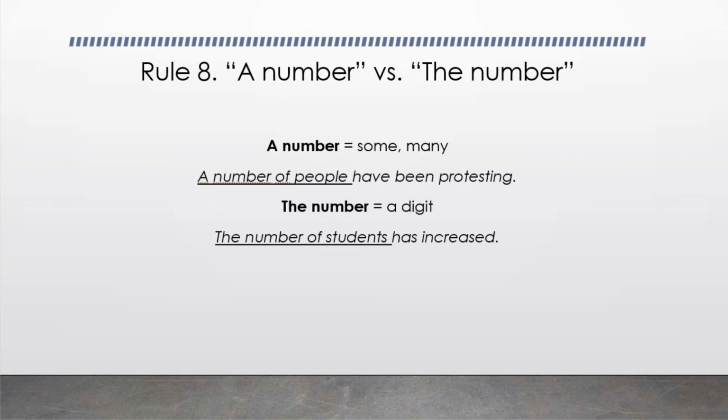Rule number 8, a number versus the number. A number means some, many. For example, a number of people have been protesting. The number just means one digit. The number of students has increased. So it could be 25 students in the class. So the number is 25. So the number is always singular. A number is always plural.